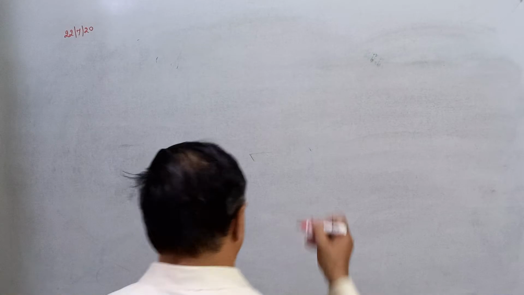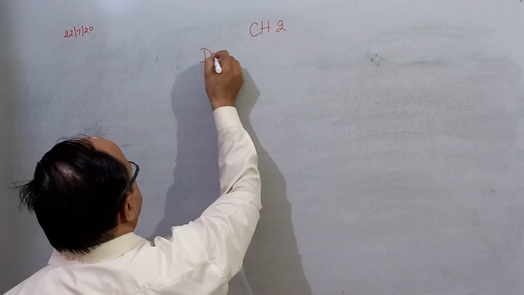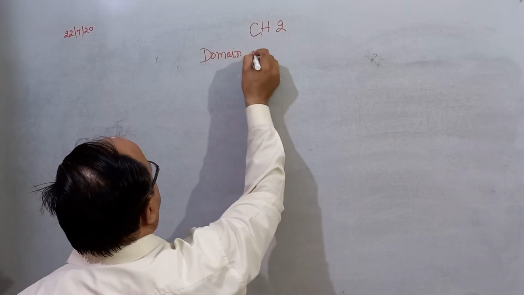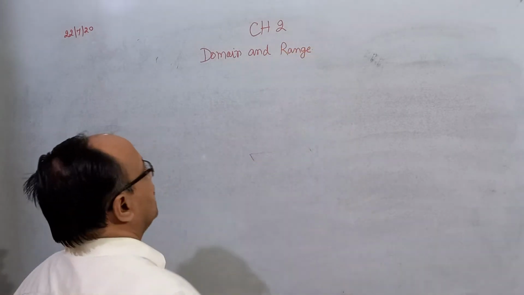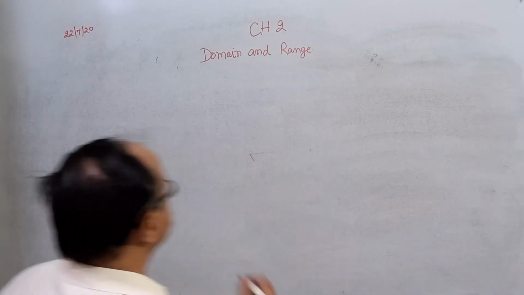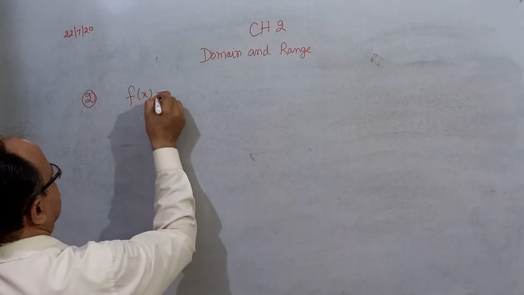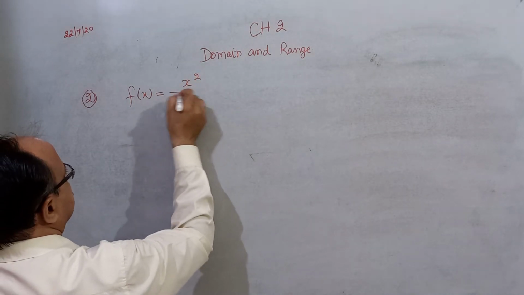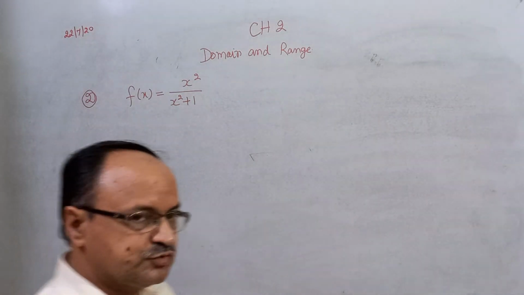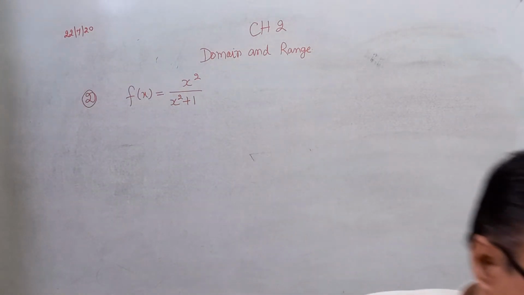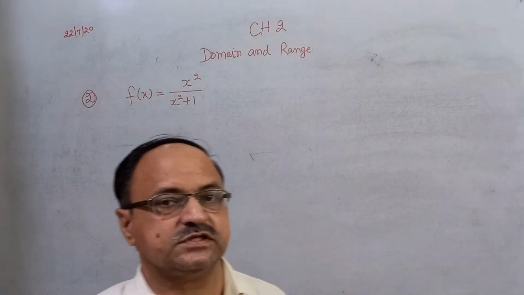Next, this is chapter number 2, domain and range. Second question. F of x is equal to x square upon x square plus 1, x belongs to real. This question belongs to the miscellaneous exercise, question number 6. Very important question, very difficult.